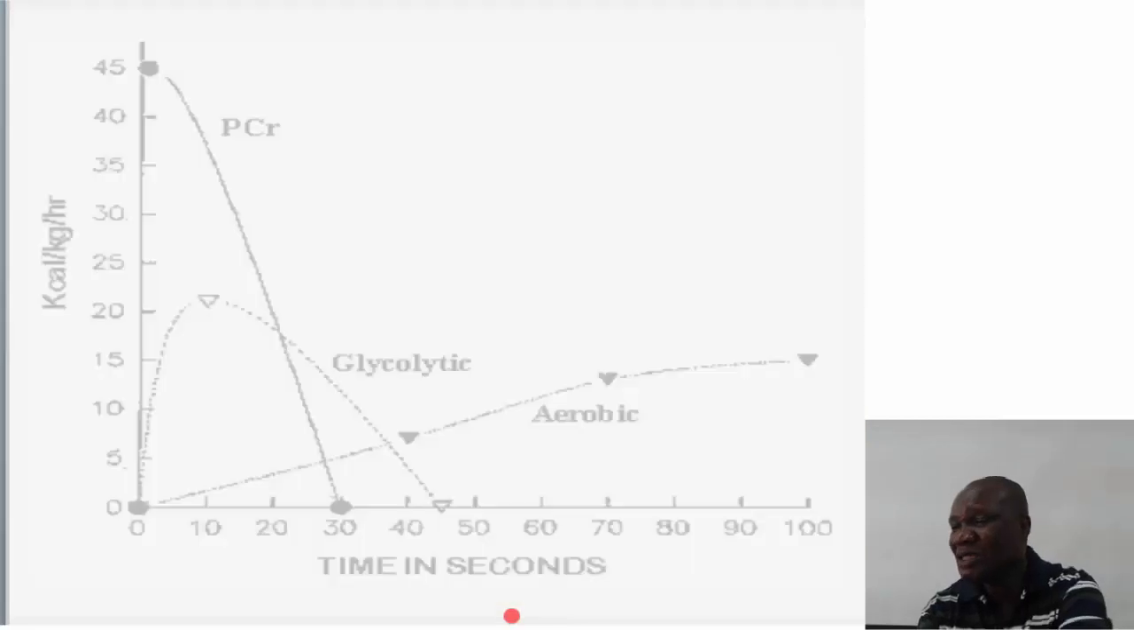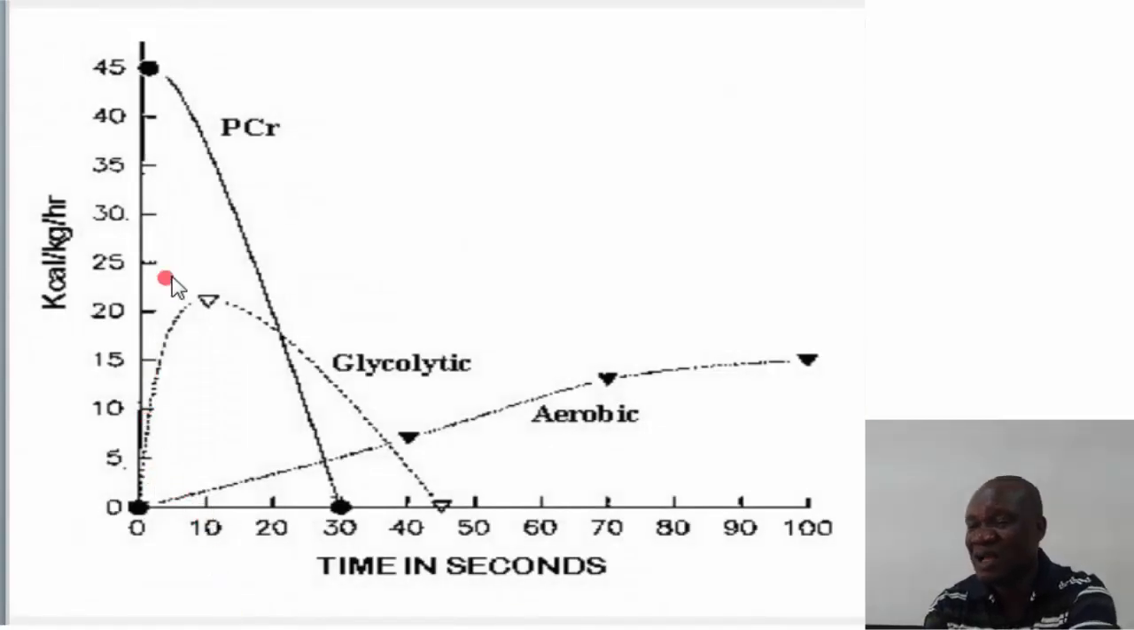Now, any questions on that? And this is the way energy is produced. I mean, creatine phosphate will produce energy, and in no time, all energy is exhausted. Glycogen or glycolytic pathway will produce more energy and at a longer duration. Now, aerobic respiration, that's cellular respiration, or oxidative phosphorylation, will continue to produce energy for a very long time.